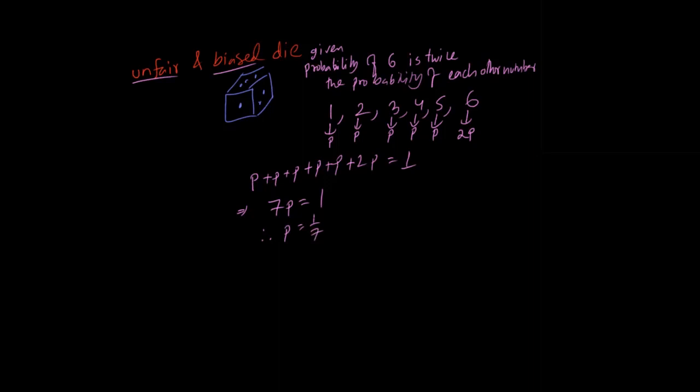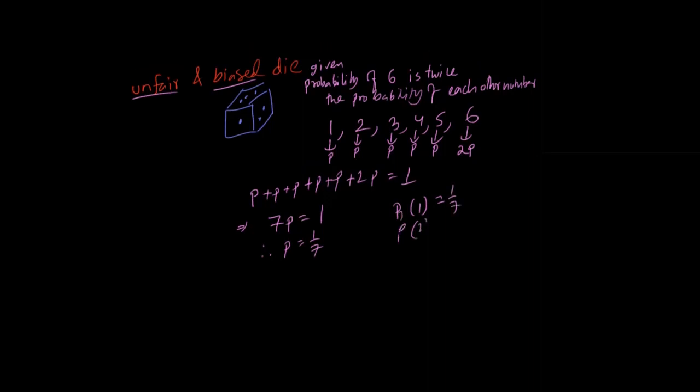Now they're asking you to find the probability of each and every number. So the probability of 1 is 1 by 7. The probability of 2 is 1 by 7. The probability of 3 is 1 by 7. The probability of 4 is 1 by 7. The probability of 5 is 1 by 7. Only the probability of 6 is 2 by 7.